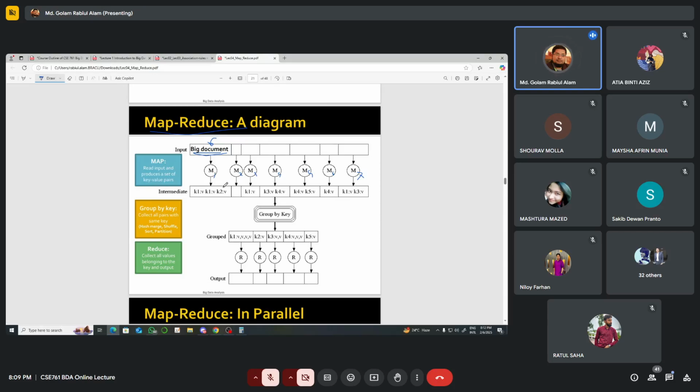Okay, 7 machines we have. Now what we have to do in the map structure: it will read the input and produce a set of key value pairs. We will discuss this MapReduce process in detail in another lecture, but we can see that it will find the key value pairs. And what does it mean?